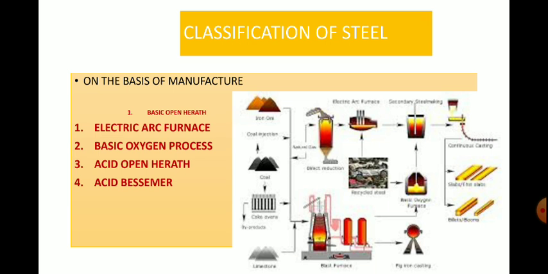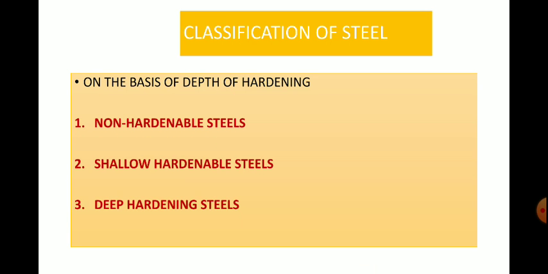Next we have classification based on manufacturing, that is how it is made. First, if steel is manufactured in an open hearth, we call it basic open hearth steel. Next, if made in an electric furnace, we classify it under electric arc furnace. Next, the basic oxygen process, that is the process of oxide removal. Next, acid open hearth and acid Bessemer.